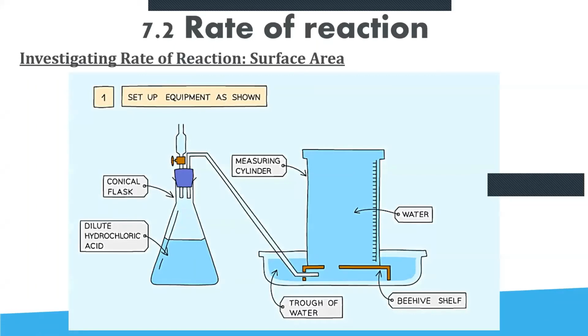And if you are, for example, investigating the rate of reaction about the surface area, all right, you can set up the apparatus like this. You may be asked to draw the setup and label it for around 2 marks or 3 marks. So rate of reaction is one of the few topics in which you will be asked to draw the setup like this. Okay, so here you can see there's a conical flask. Inside the conical flask you have acid, and there is a funnel here. From this funnel the other chemical will be added.